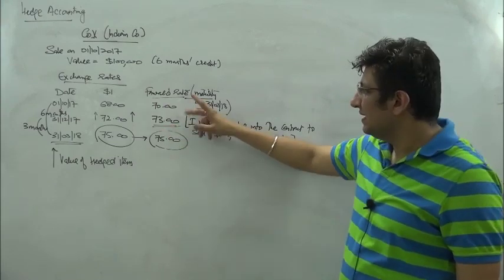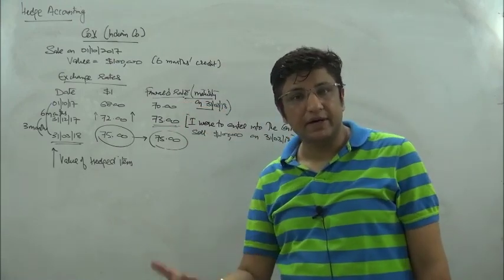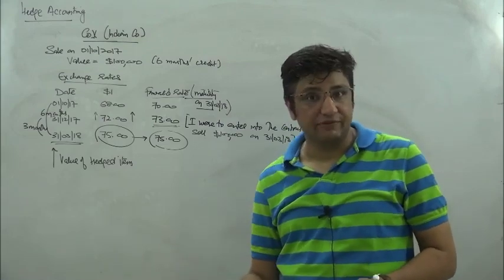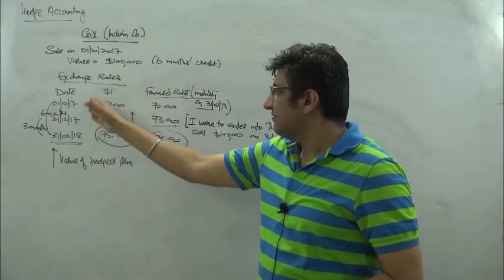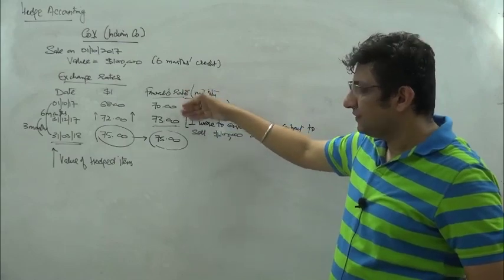Yeah, which means that this contract is becoming a burden to me. This contract is losing its value. It is rather going negative. So against a positive of 72 minus 68, that is 4, I'm getting a negative of 3 here, which is 73 minus 70.